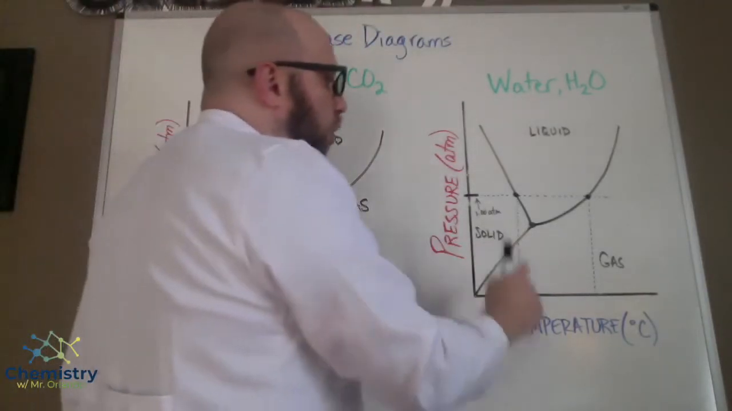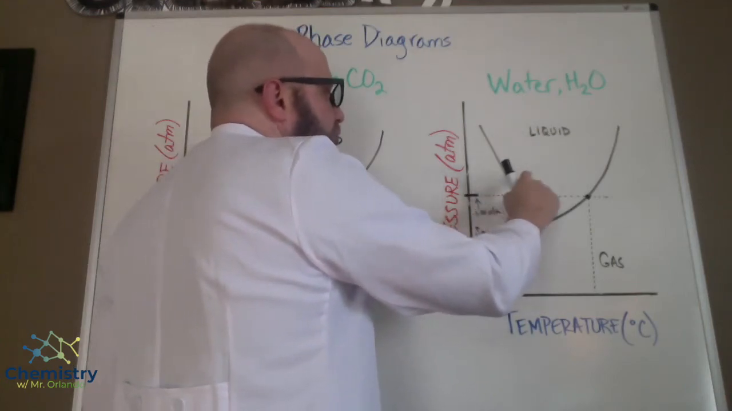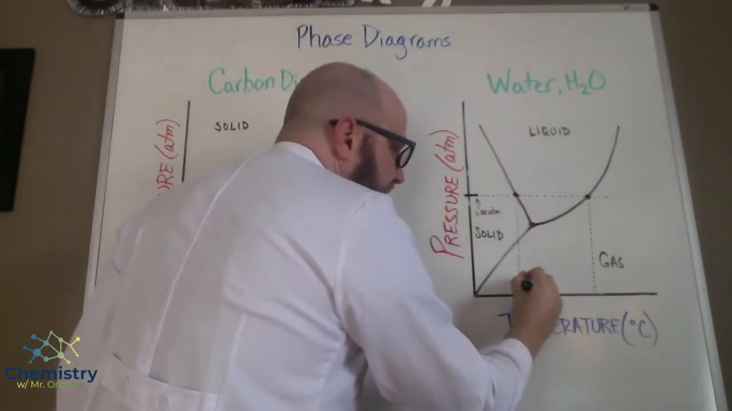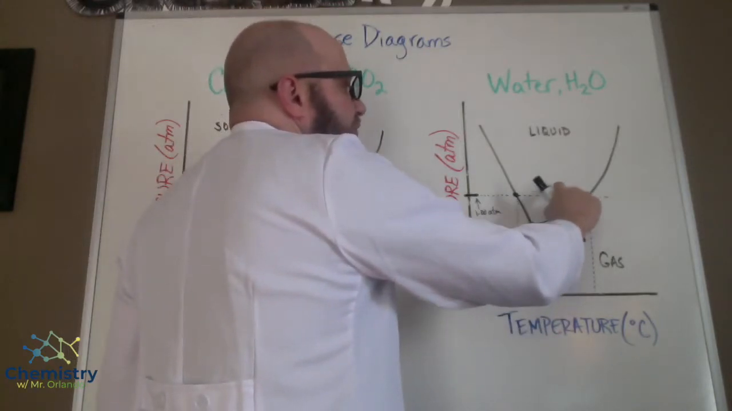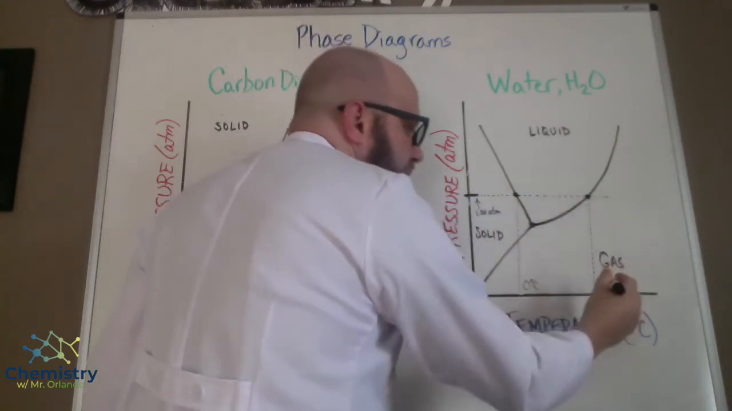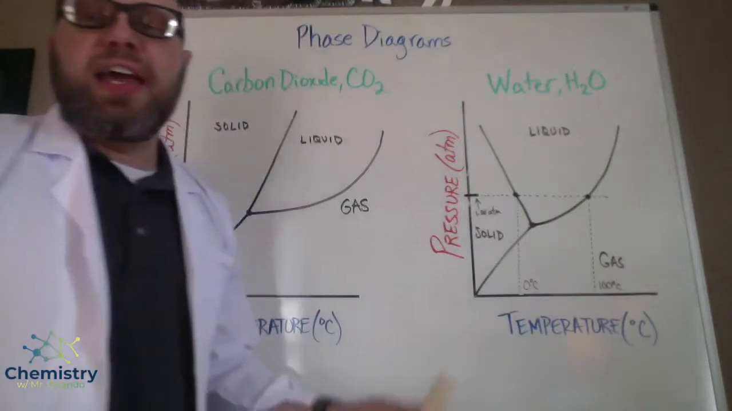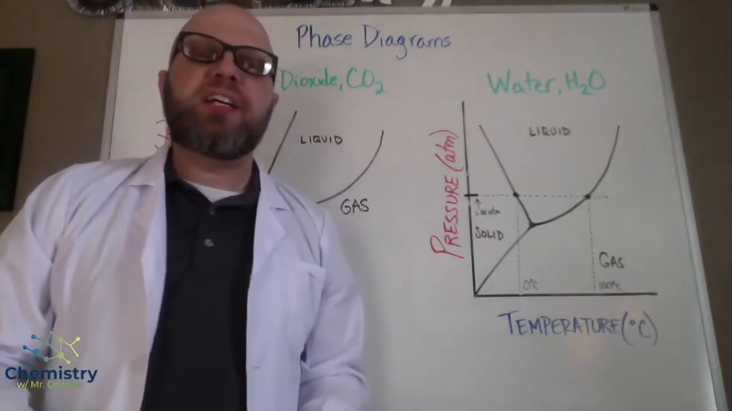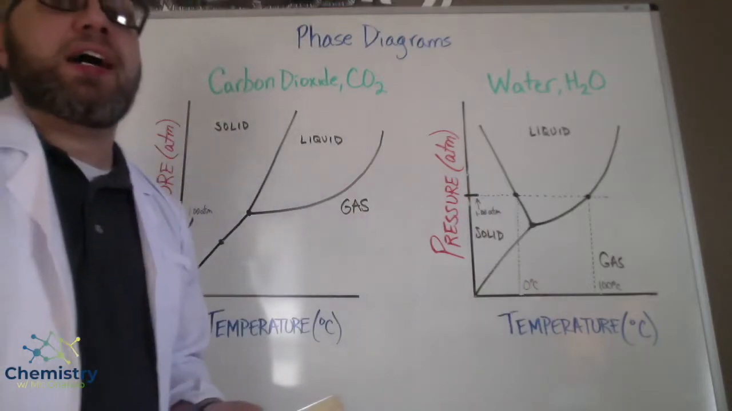So for water, the temperature at which water changes from a solid to a liquid, we know that. That's 0 degrees Celsius. And the temperature at which water changes from a liquid to a gas, we also know, that is 100 degrees Celsius. And many of us used that when we were completing our exams last week. The same could be done for carbon dioxide.